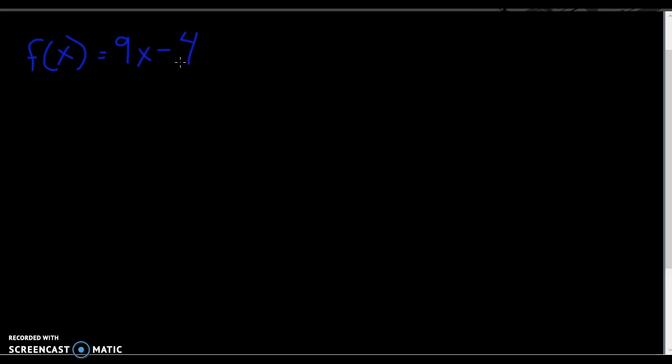So here's my function where I have f of x equals 9x minus 4. And I want to find the average rate of change when starting from x1 of 3 to x2 of 6. What is going to be the average rate of change in this function? Well, here's what we're going to do.